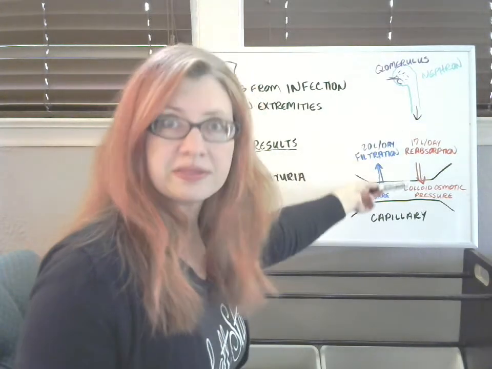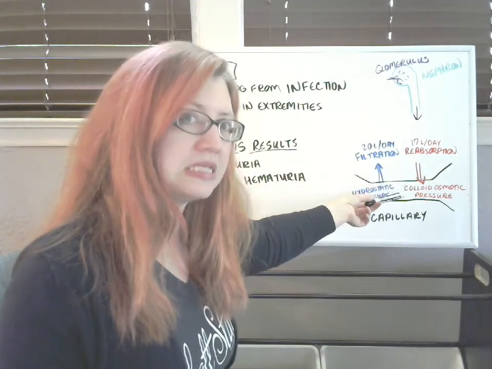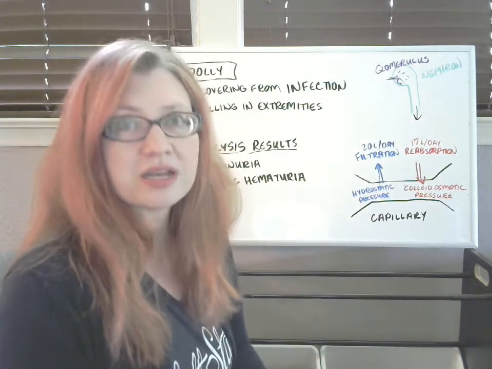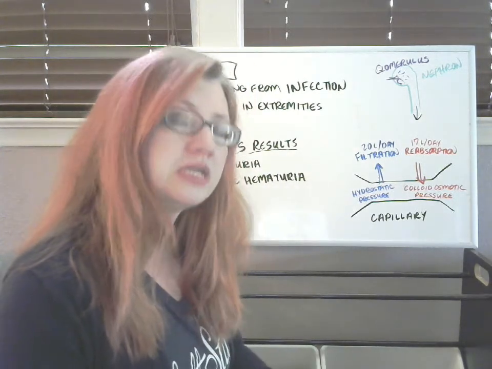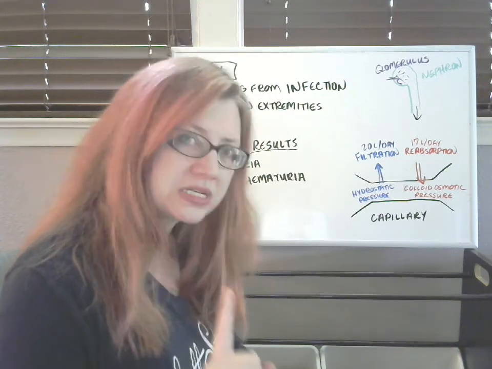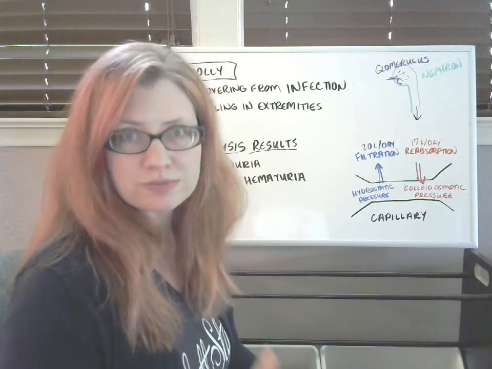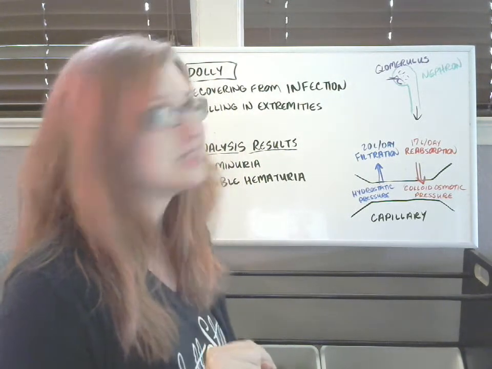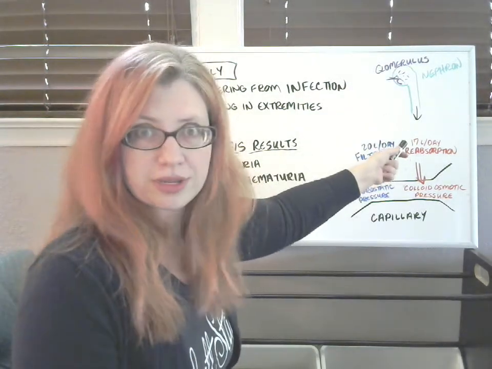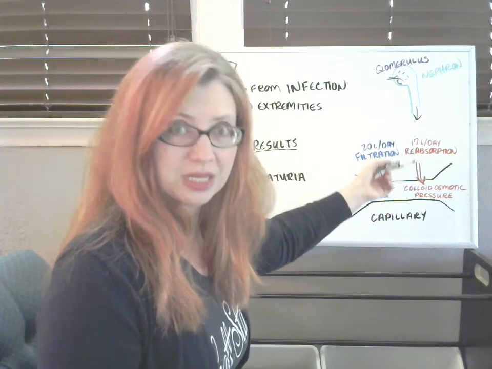Then we're going to reabsorb around 17 liters a day back into the capillaries, and the driving force for this is going to be colloid osmotic pressure. The colloid portion is referring to proteins, and albumin is the principal protein in the plasma that is going to help drive reabsorption. But in the case of Dolly, she's losing albumin. She's losing it in the urine. That means that this colloid osmotic pressure is going to be lower.